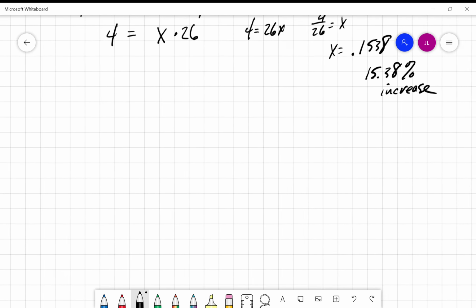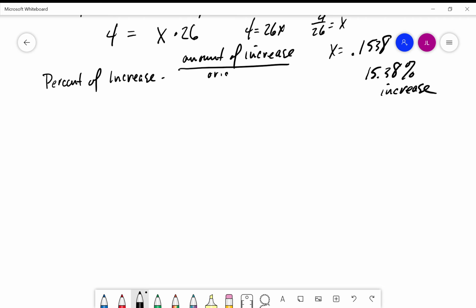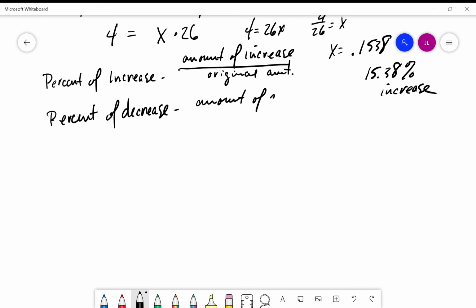So to illustrate this a little bit, if we talk about percent of increase, we're talking about the amount of increase divided by the original amount. And if we're talking about percent of decrease, then we're talking about the amount of decrease over the original amount.